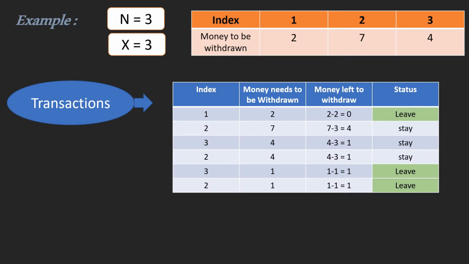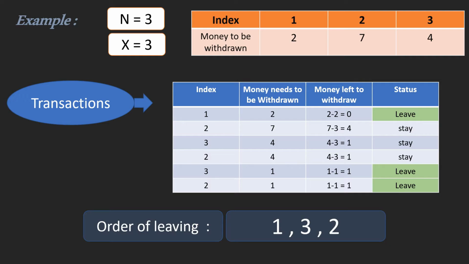Now the second person will make another transaction but cannot withdraw the full amount, which is 4, and will stay. The third person will be able to withdraw the amount this time and will leave. The second person will also be able to withdraw the full amount this time and will also leave. So the order of leaving is 1, 3 and 2, and that's our answer.